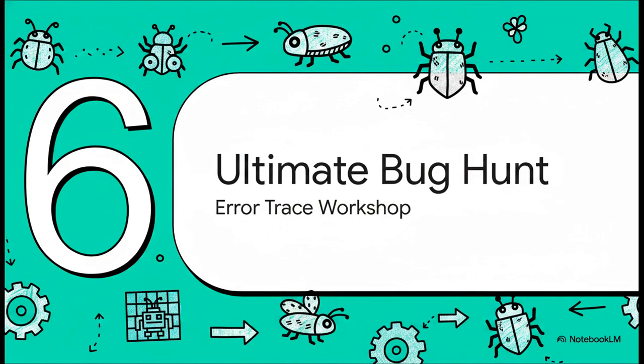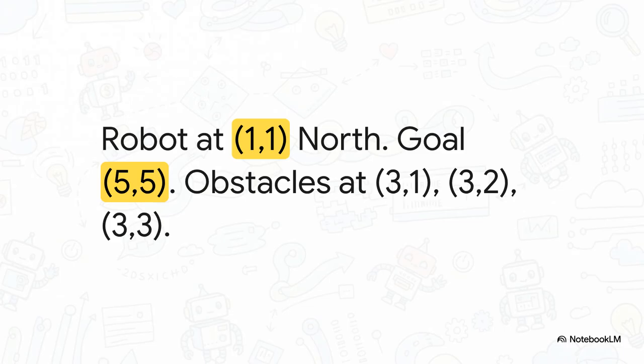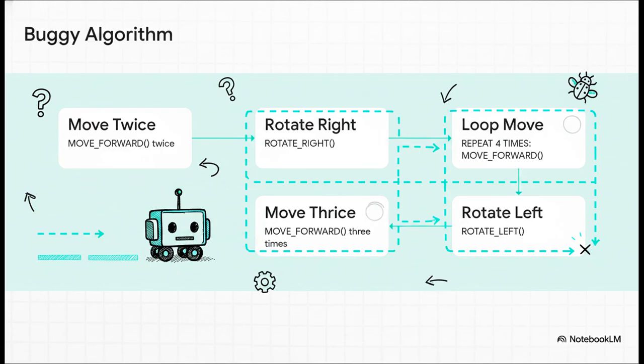Section 6. The Ultimate Bug Hunt: Error Trace Workshop. Check out the setup for this complex environment. The robot starts at 1-1, but notice it is facing north this time. The goal is far away at 5-5, and we have this solid wall of obstacles blocking cells 3-1, 3-2, and 3-3. And here's the provided algorithm sequence.